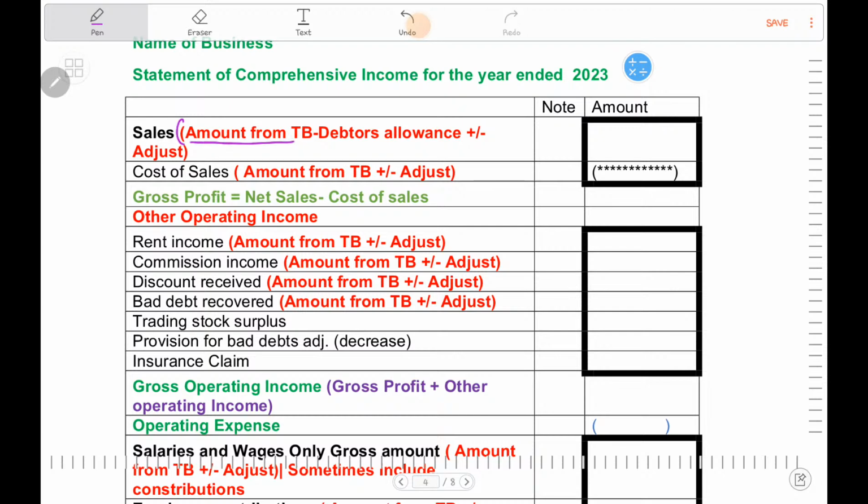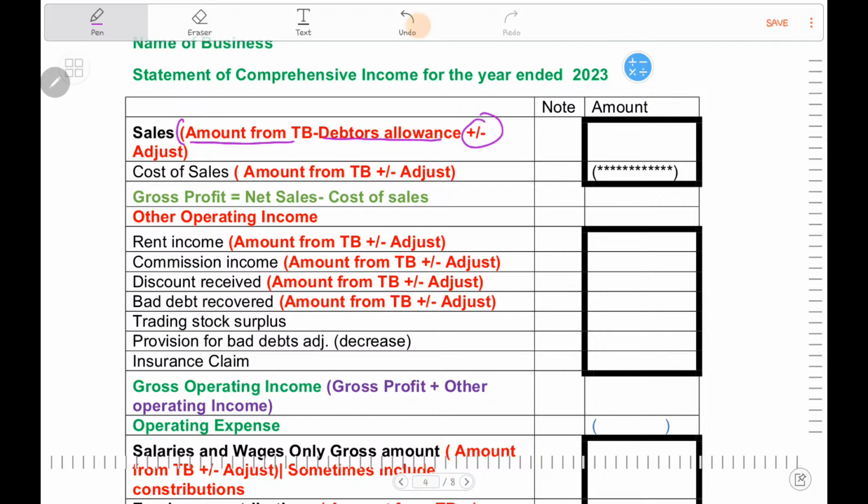Then next up, if you see that there is debtors allowance from yours below your nominal account section, then you have to subtract it, because debtors allowance decrease our sales. Then again, if maybe there is any adjustment that increase or decrease sales, such as credit sales that was never recorded, this one it increase our sales. But a credit note that was issued, or a return that was never recorded, then this one will decrease our sales.